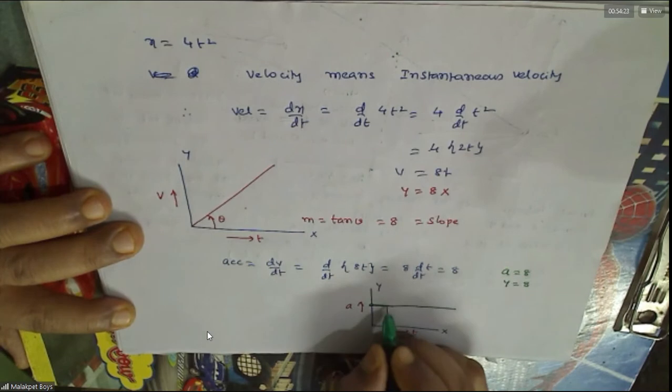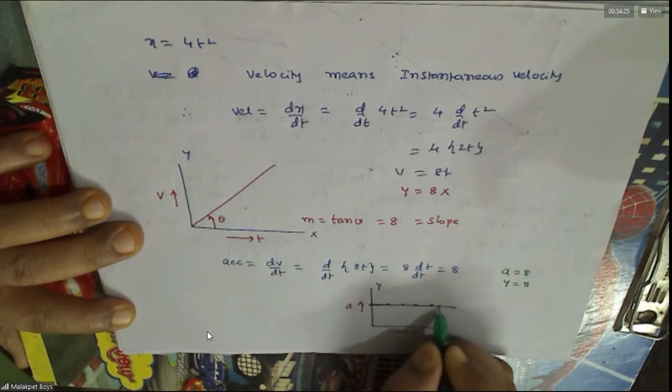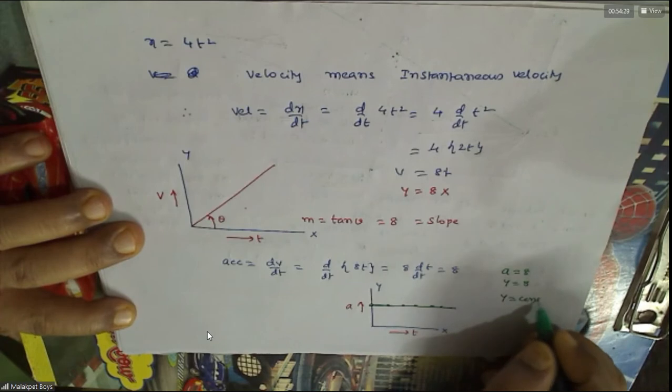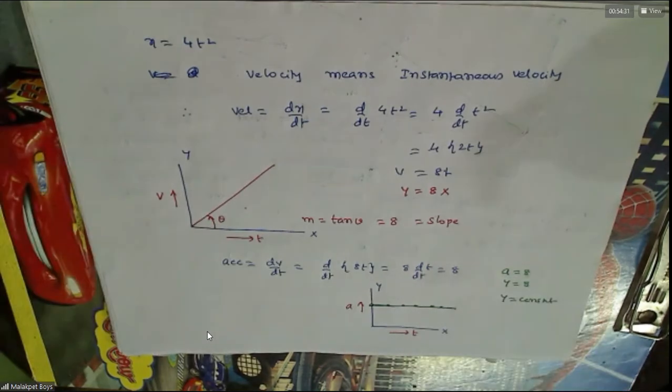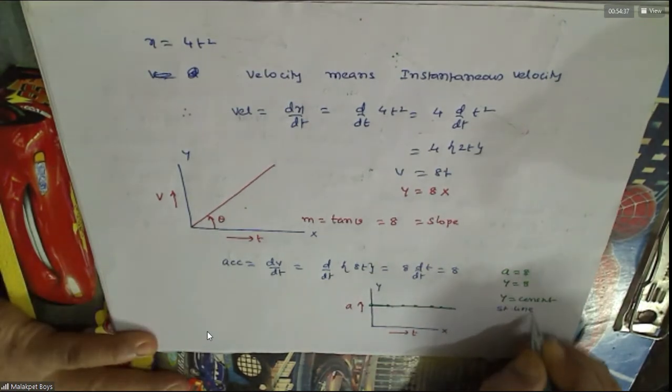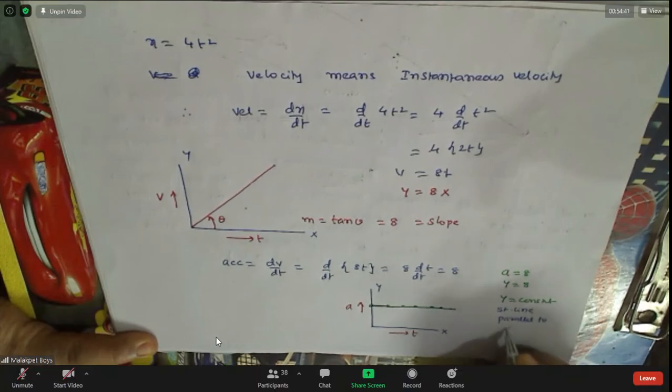That means here y is 8. At every point you have y. That means x may vary, but y is constant. Y is constant is nothing but a straight line parallel to the x-axis.